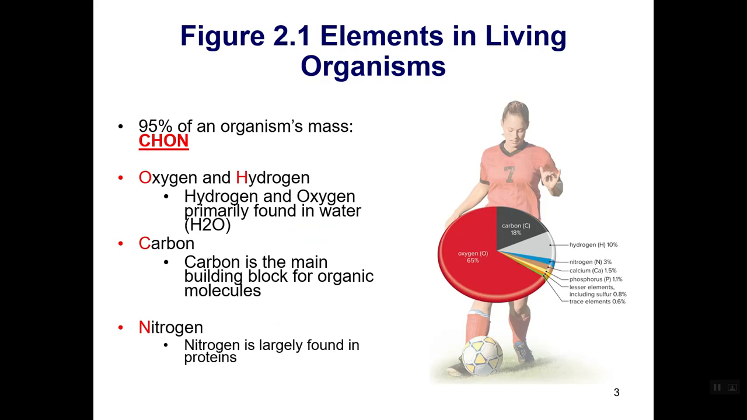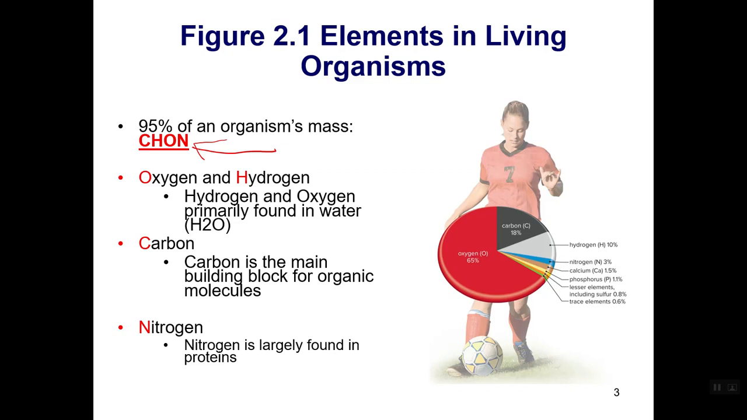Now, in living things, 95% of an organism's mass, 95% of our mass, humans, a toad, a fish, any living thing, is made out of only 4 different atoms or elements. And those elements I'm going to represent as CHON, C-H-O-N. And that's another anagram, or is it an anagram? I always get these mixed up. What's it called? Acronym.